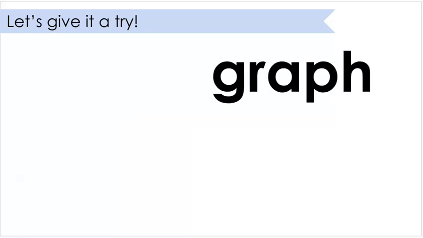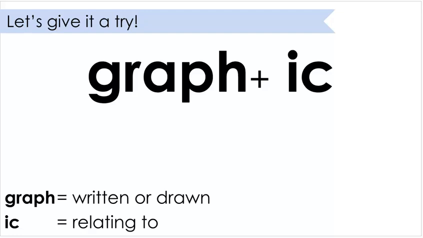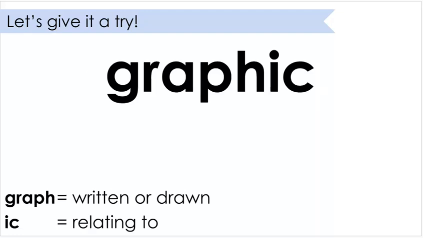Let's do another one. We'll start with graph. This time we're going to add ik. Now, graph means written or drawn, ik means relating to. So what would our new word be? Graphic, that's correct. What do you think that means based on what we know? Relating to something written or drawn.